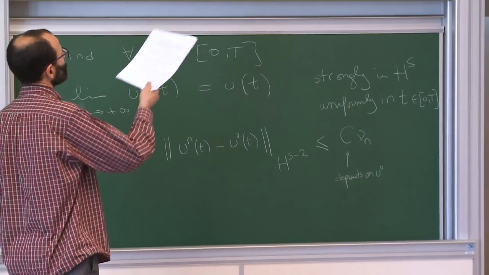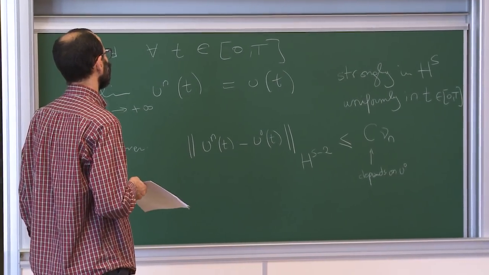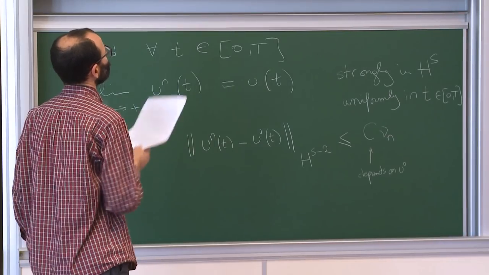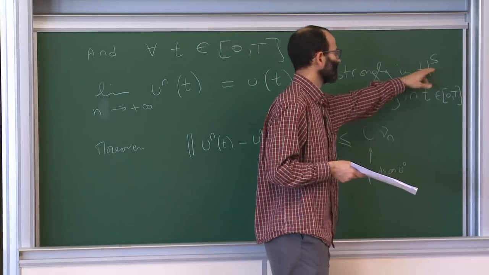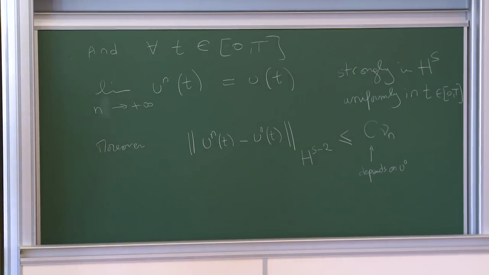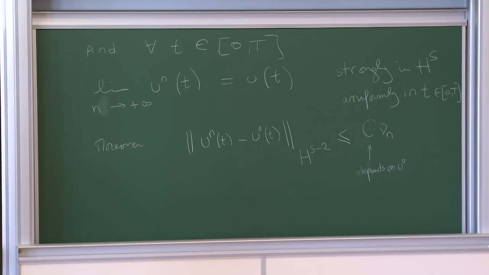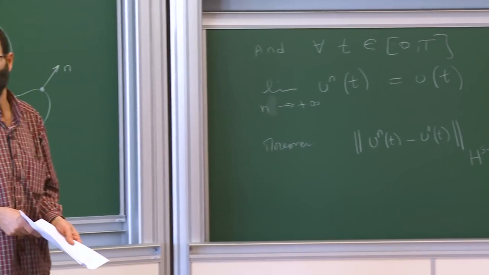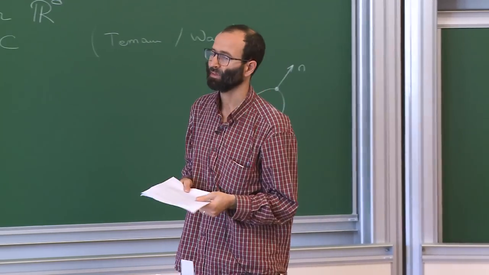So this is more or less a simplified version of the statement in my paper. In my paper, the improvement I have is the fact that the convergence happens in HS. Previous works would get the convergence to happen in weaker spaces. You'd be solving the problem in HS, but you can prove the convergence in HS prime, with S prime less than S.